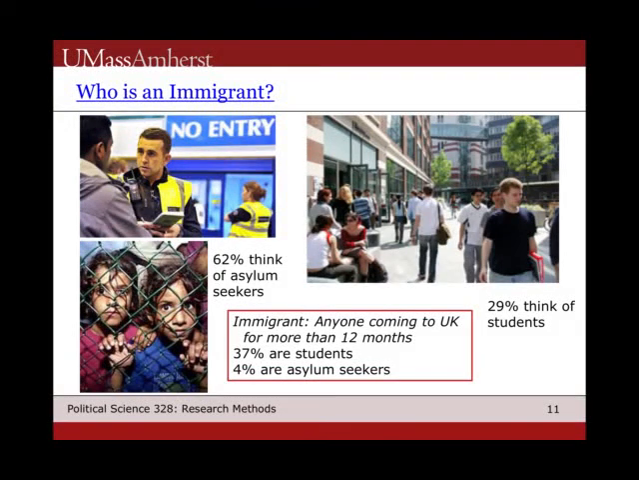Only 29% of people thought of students at all, and 62% thought of asylum seekers. People thought overwhelmingly that most of the people coming as immigrants were in fact asylum seekers. It was surprising. So this is a great example of where there is popular support for a policy where the technical definition and the everyday understanding of that word are not at all the same thing.